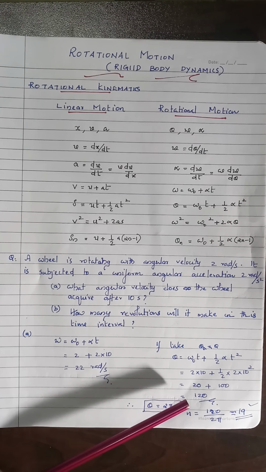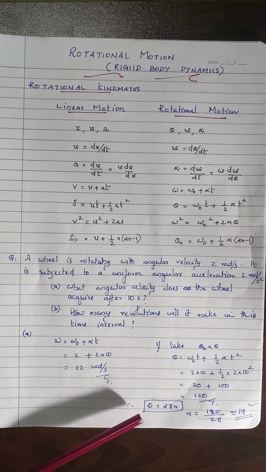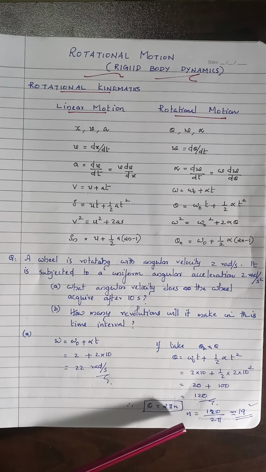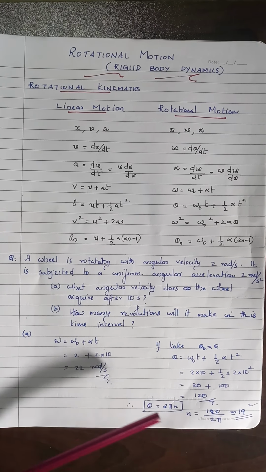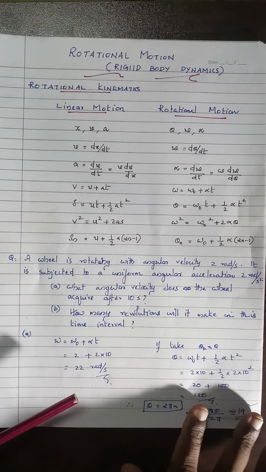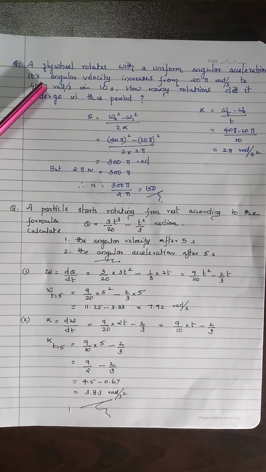But keep in mind, if a particle undergoes one revolution, it makes an angle of 2 pi. Then for the total displacement, for n revolutions we can write 2 pi n, the very important concept. So we can find the number of revolutions is equal to the total angular displacement by 2 pi. Approximately you get the answer as 19.